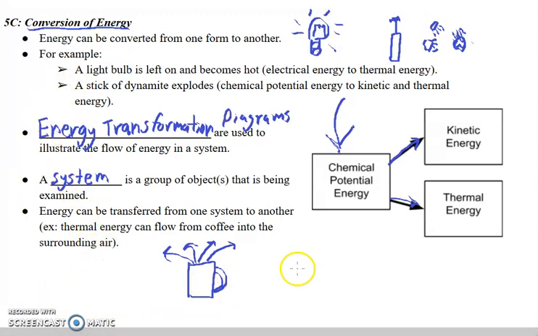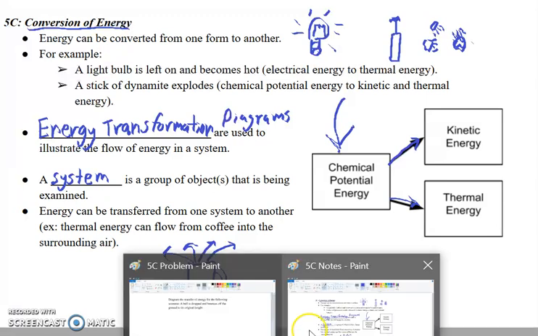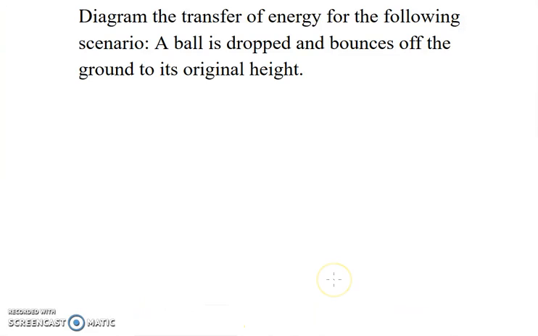So let's see an example of how you might look at this conversion of energy. It says, diagram the transfer of energy for the following scenario. A ball is dropped and bounces off the ground to its original height. So take a second to see if you can solve it. If you're having difficulty, I would recommend drawing a picture first, before you try to actually diagram out what's happening. You should at the very least have a picture of what's going on.